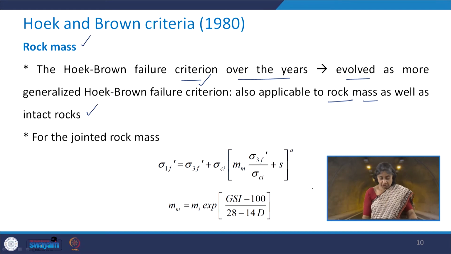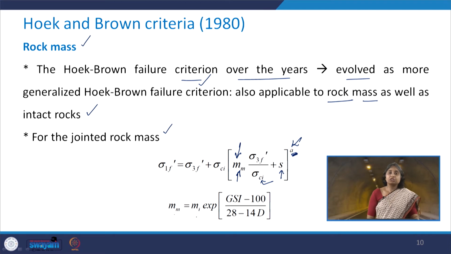In the case of the jointed rock mass, the parameters remain the same, but you should take note that you have s and a as parameters, and you also have sigma ci. In the case of intact rock, if you recall, this power was 0.5. However, in the case of jointed rock mass, this is another parameter which is to be determined from the test data. Focus on the parameter m for the rock mass.